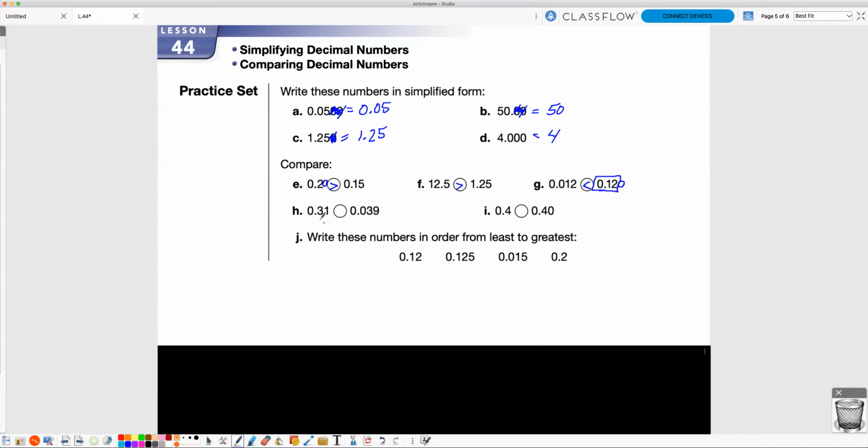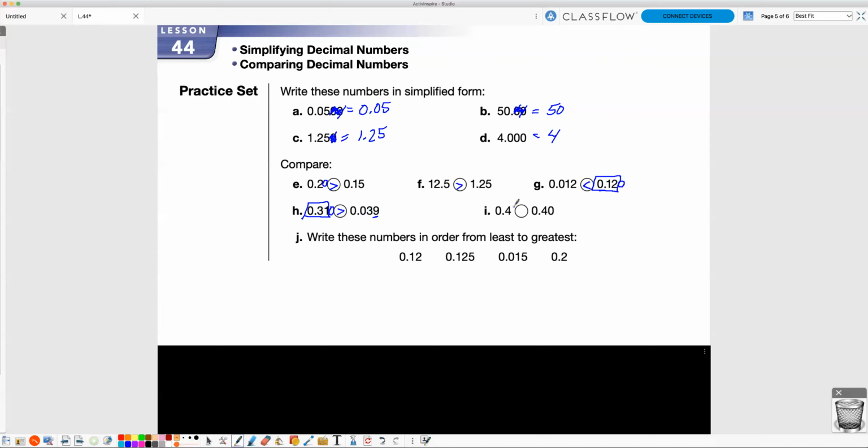Letter H, 31 hundredths and 39 thousandths. All right, this one you can see it's 310 and this is 39, so therefore 31 hundredths, which is what the original problem was, is greater than 39 thousandths. I bet some of you were fooled because you said, oh, this is 39, oh, this is 31. No, don't look at that. You have to add that 0 to make sure it's comparing the same place values.